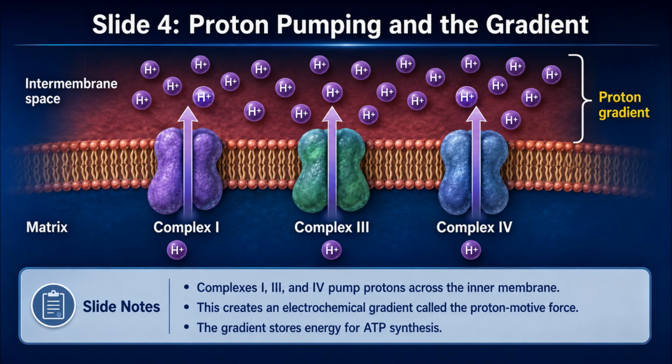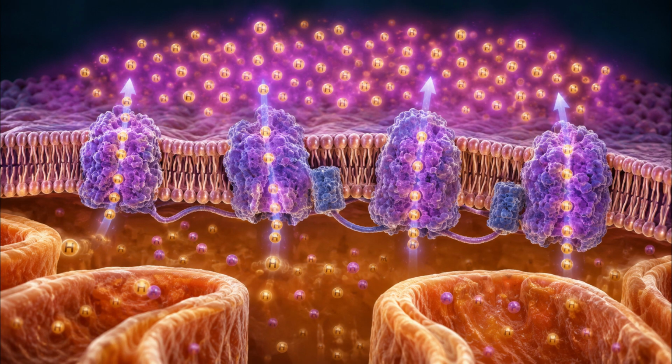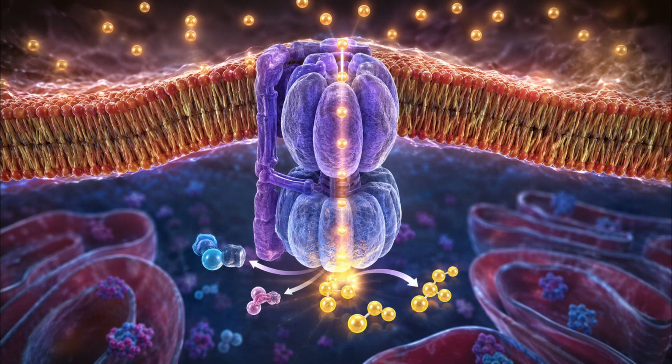The electrons are then transferred to cytochrome C. Cytochrome C is a small, mobile protein located near the outer surface of the inner mitochondrial membrane. It carries electrons one at a time from complex 3 to complex 4. Complex 4 is the final protein complex in the electron transport chain. At complex 4, the electrons are transferred to oxygen. Oxygen acts as the final electron acceptor. The oxygen combines with electrons and protons to form water. Without oxygen, the electron transport chain would stop because the electrons would have nowhere to go.